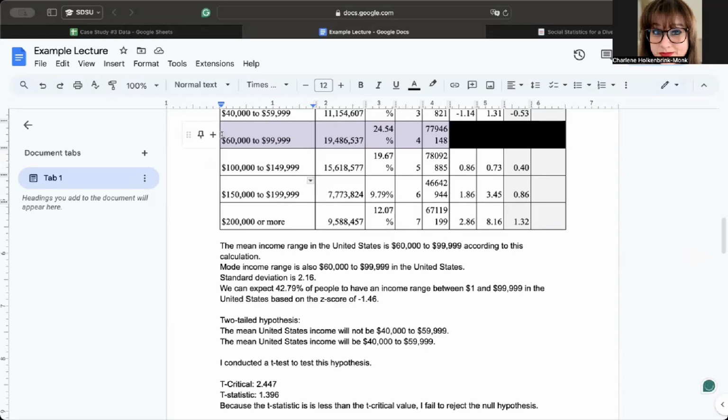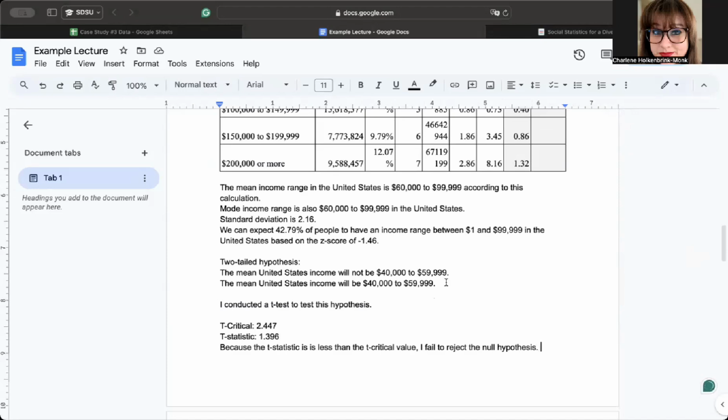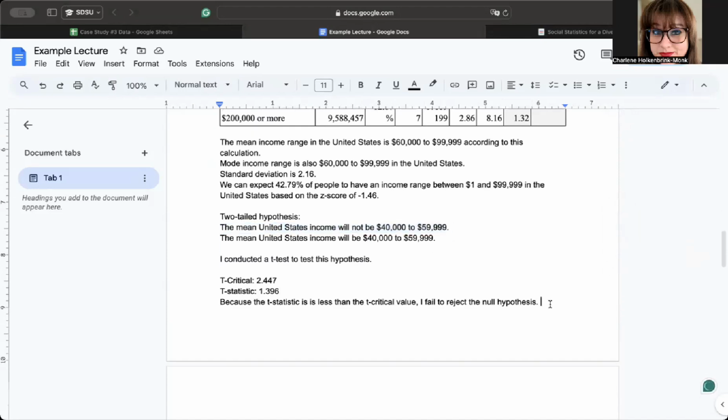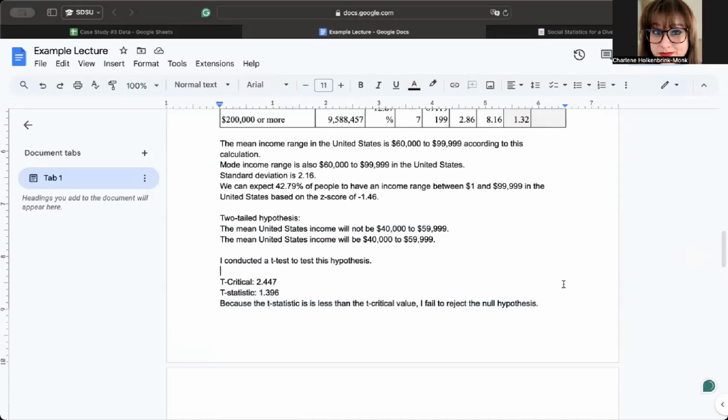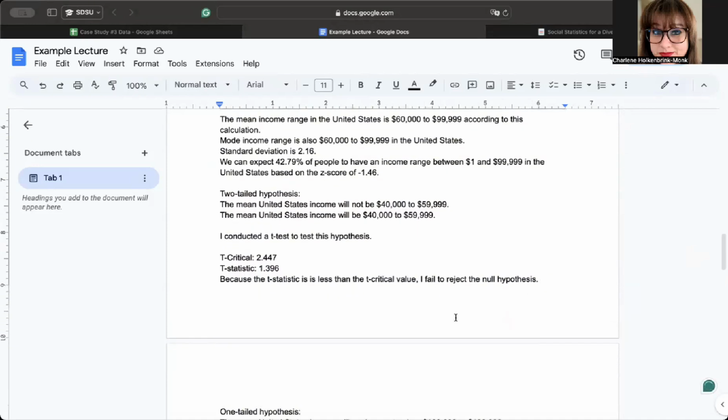I failed to reject the null hypothesis because if you look at this, this is my mean, right? Failing to reject the null hypothesis means that I am saying that this is the one that is correct. So that's what I'm going to write, because I failed to reject the null hypothesis. And that's all you have to do for that. You're going to do that twice, right? Once for income, once for rent.